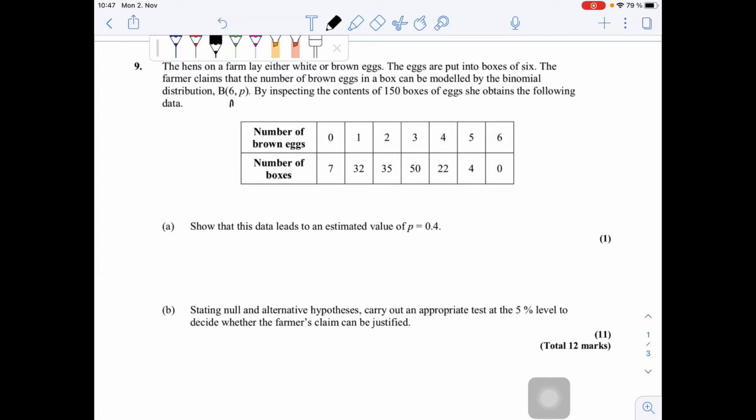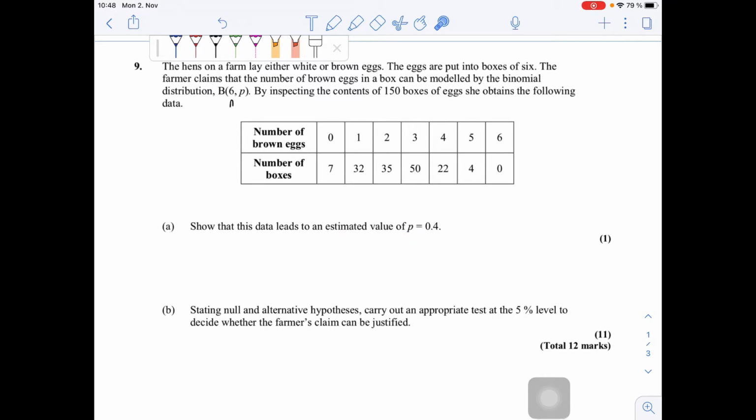By inspecting the contents of 150 boxes of eggs, she obtains the following data. That means for 0 brown eggs, we have 7 boxes. 1 brown egg, we have 32 boxes, and then 2 brown eggs, 35 boxes. A. Show that this data leads to an estimated value of p equal to 0.4.